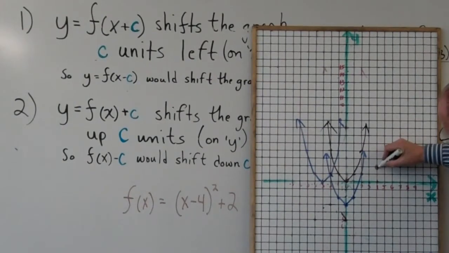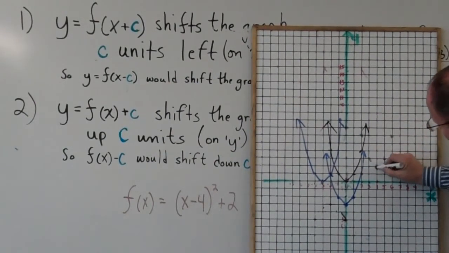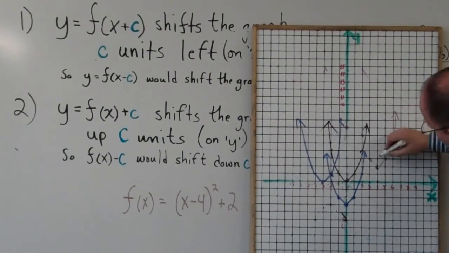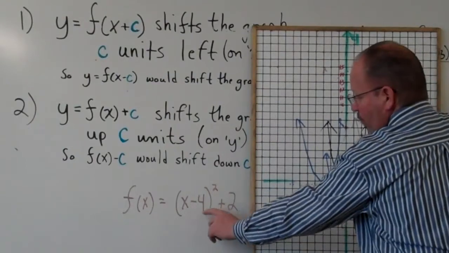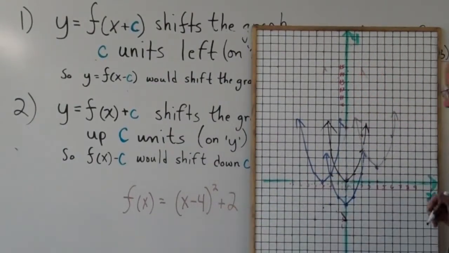And then if we counted from here out 1, we'd go up 1. Out 1 the other way, up 1. Go out 2, we go up 4. We go out 2 the other way, we go up 4. And here's our new graph of f of x equals x minus 4 squared plus 2.